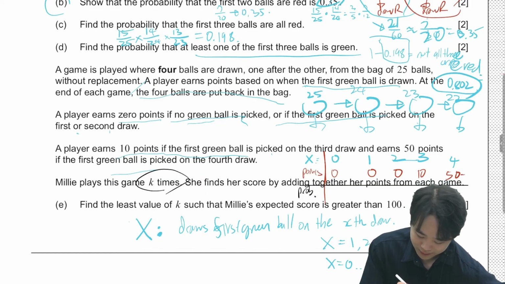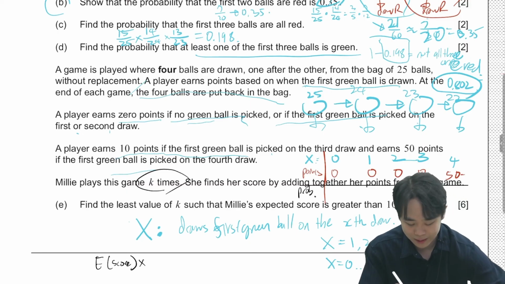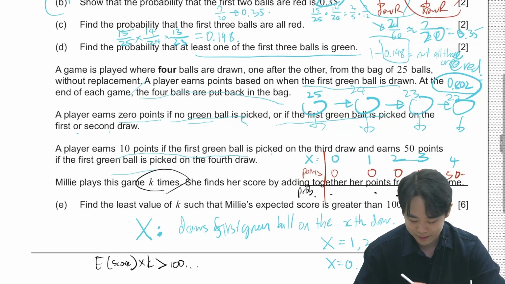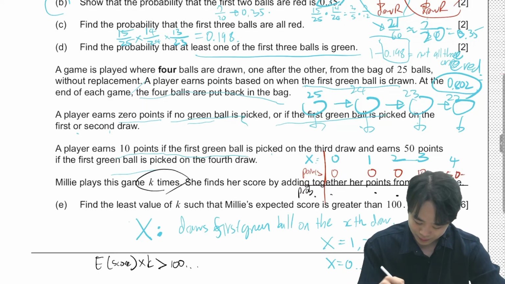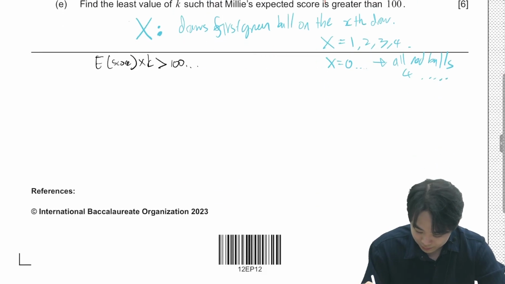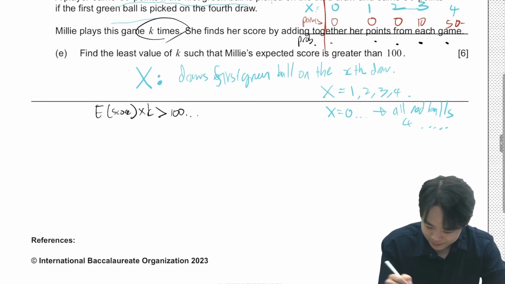Okay, so let's first find the expected score. Then the expected score times k must be greater than 100, right? So we're going to find the respective probabilities and then find the k that we need so that she can earn at least 100 points. I'm kind of running out of space, but let's try that.